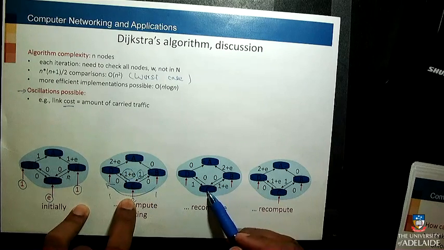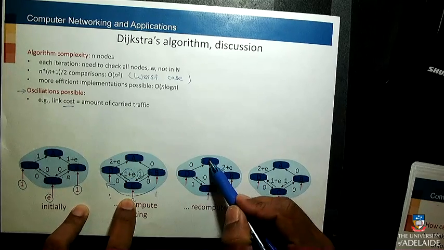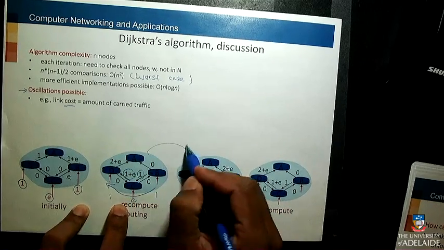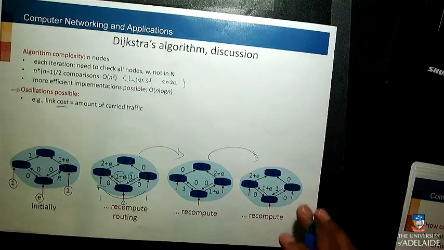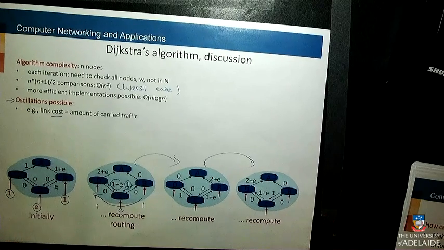So they start rerouting traffic, routing tables change, and you start rerouting traffic that way. So this can happen again and again and again, right? Of course it's a demonstrative example, but that's called an oscillating route. So this is what can happen in link state routing algorithms.